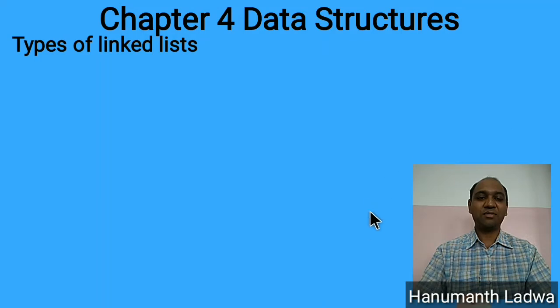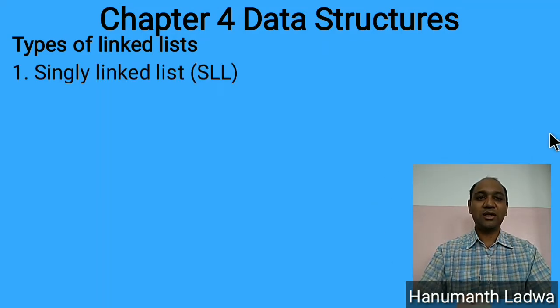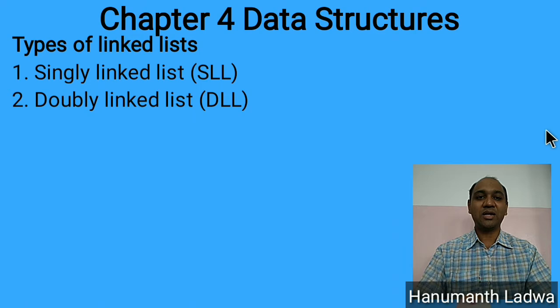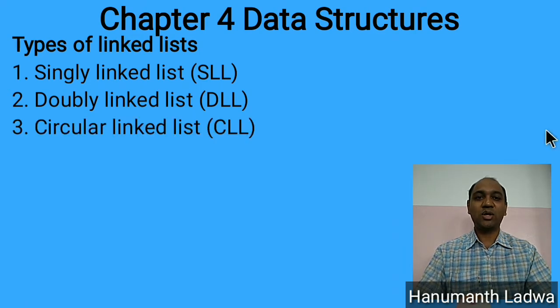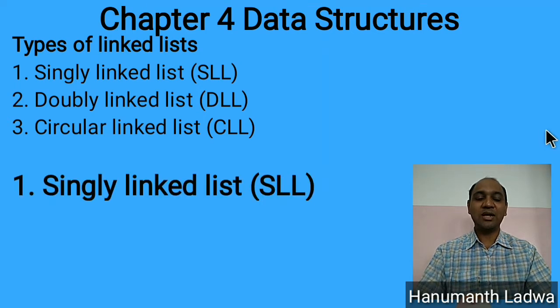Now let us have the types of linked list. There are three different types of linked lists. The first one is singly linked list, in short we call it SLL, and the second one is doubly linked list, in short we call it DLL, and the third one is circular linked list, in short we call it CLL. Let us continue with the first one, singly linked list.